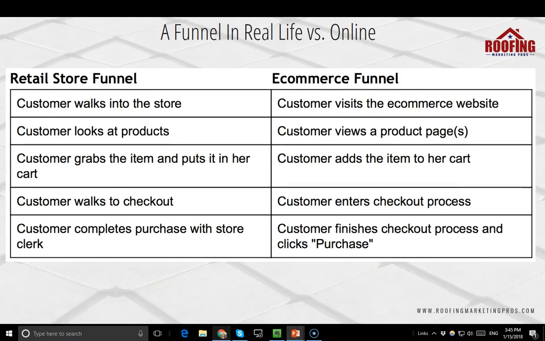This is an example of a funnel in real life versus online. It's very similar behaviors, the same psychology, but one is in the online world versus the offline world, which is the real world. So in retail, somebody walks into the store, same thing as somebody visiting the website. They look at different products, they look at different product pages, they grab the item, put it in the cart, walk to the checkout process, complete the purchase, etc. It's very similar to the retail store funnel. It's the same type of thing. Most of the time there are holes in both of them, but it's your responsibility to do as much as you can on each side.